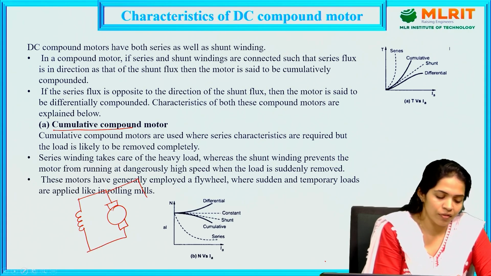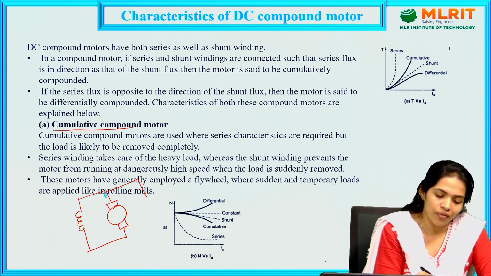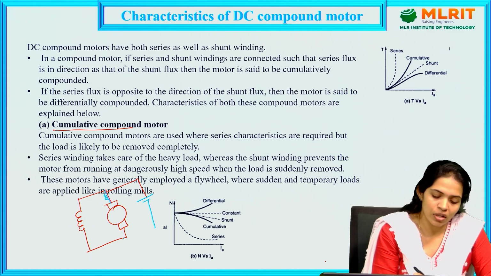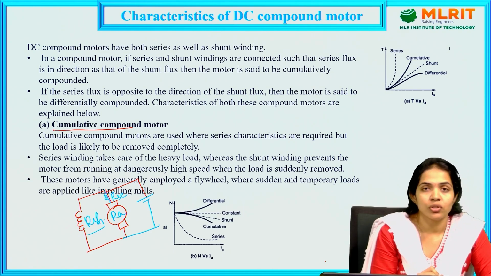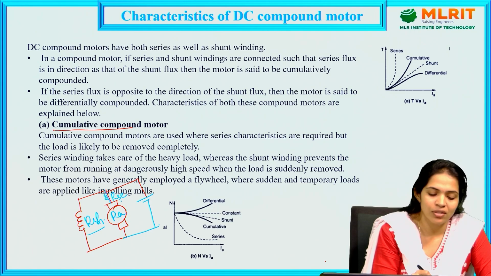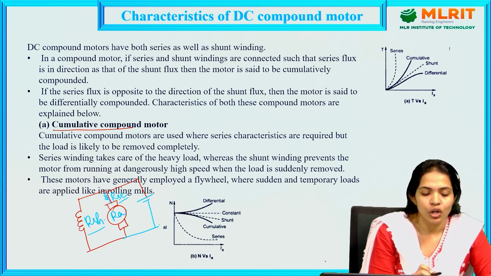We now have our series field here, which is connected to the external load. This is the series field winding, this is the armature winding, and this is the shunt field winding. So when the flux in the series field winding aids the flux in the shunt field winding, that kind of motor is called a cumulative compound motor. When the flux in both the field windings oppose each other, that is called a differentially compound motor.